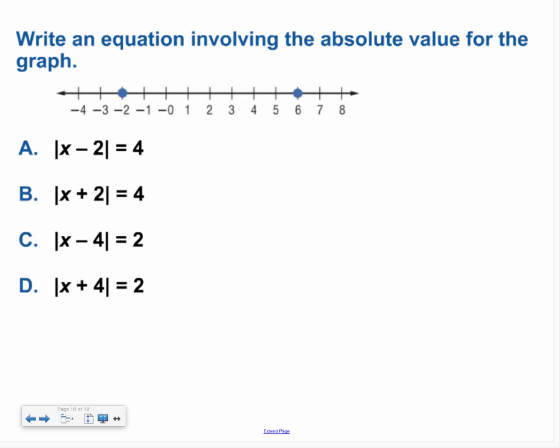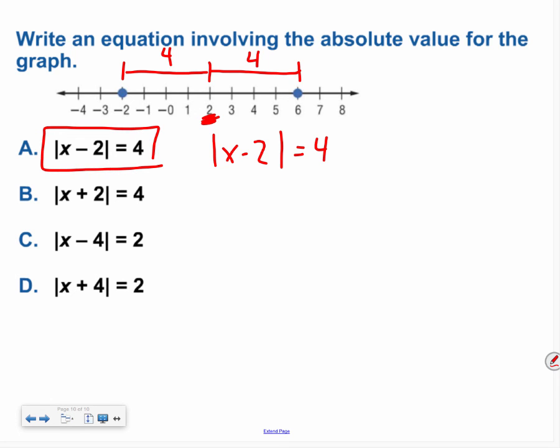Alright, try this one on your own, see how you do. It's your last one for the section. Okay, hopefully you discovered 2 is our middle number, and it is 1, 2, 3, 4 units away. So you're going to have equals 4, and then x minus whatever number is in the middle, 2. So that means you should have had letter A, the absolute value of x minus 2 equals 4, as your answer.